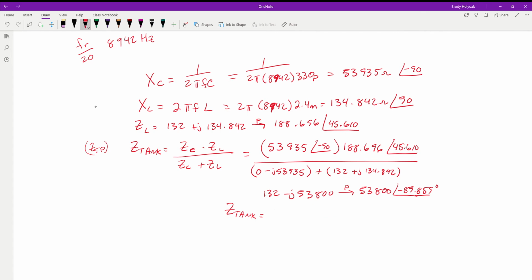Our Z tank, because remember, this is in parallel, so we have to remember we have the 134, we have the 53. It's also in parallel with R equivalent. We're going to see, and because of these phase angles, it looks a little odd, but we have 189.164 ohms at an angle of 45.469 degrees.